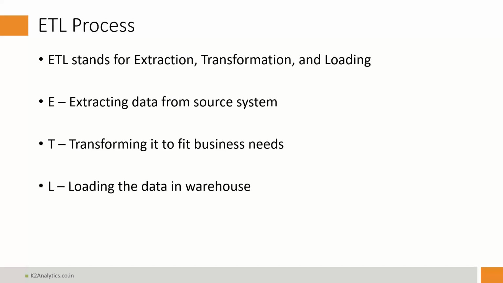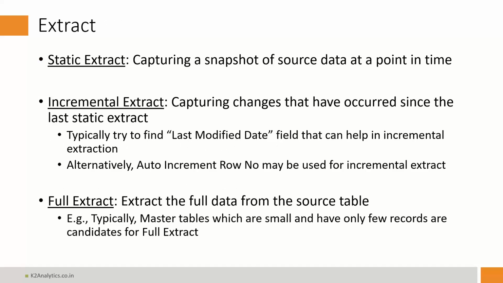Let me just go through the slides. ETL stands for extraction, transformation, loading. E: extract data from source. Transform: this is where you do the business logic. And load is simply you push the data in the warehouse. Static extract: capturing a snapshot of source data at a point in time. Incremental: capturing changes that have occurred since the last extract.